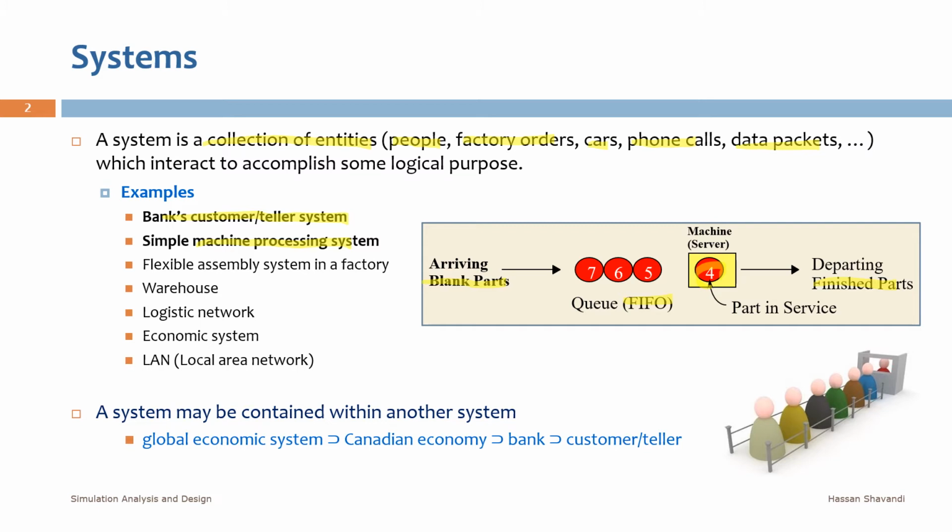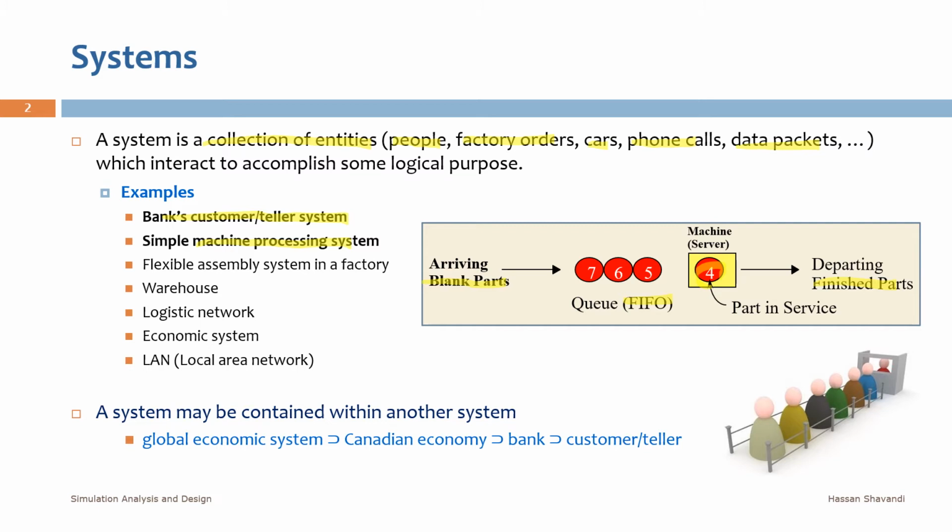Or a flexible assembly system in a factory, a warehouse, a logistic network, an economic system, or a local area network. All of these are examples of systems, which is what we mean in this course, or in the general definition of system.